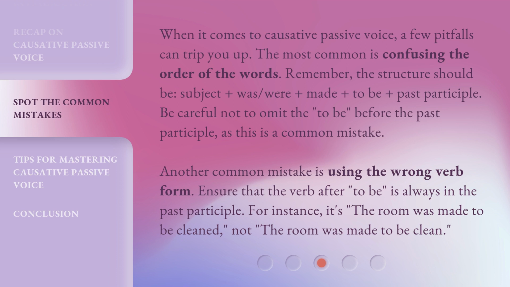Another common mistake is using the wrong verb form. Ensure that the verb after "to be" is always in the past participle. For instance, it's "The room was made to be cleaned," not "The room was made to be clean."